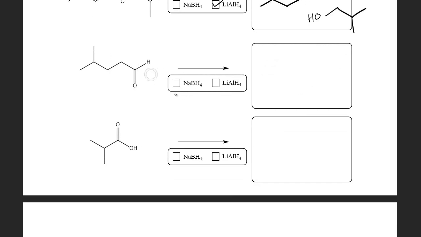Alright, for the next one we have an aldehyde. We can easily reduce that with NaBH4. We're going to reduce that to a primary alcohol, OH. And for the next one we have a carboxylic acid. We need to use our stronger reducing agent, LAH, to reduce that to an alcohol and water.